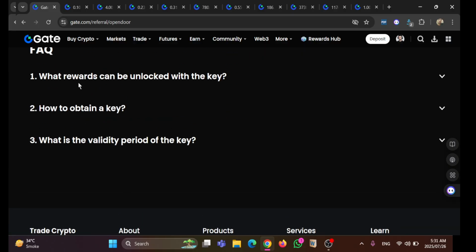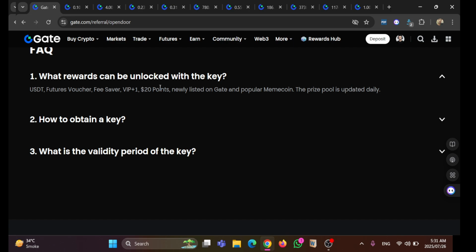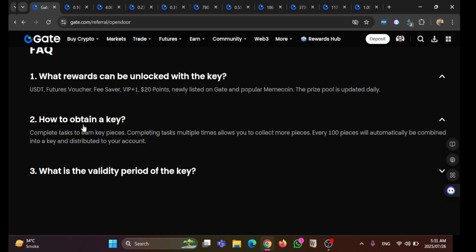Here are the FAQs. What rewards can be unlocked with the key? USDT futures voucher, fee saver, VIP, plus 120 points, USDT, newly listed on Gate and popular meme coins. The prize pool is updated daily. How to obtain a key? Complete tasks to earn key pieces. Completing tasks multiple times allows you to collect more pieces. Every 100 pieces will automatically be combined into a key and distributed to your account.